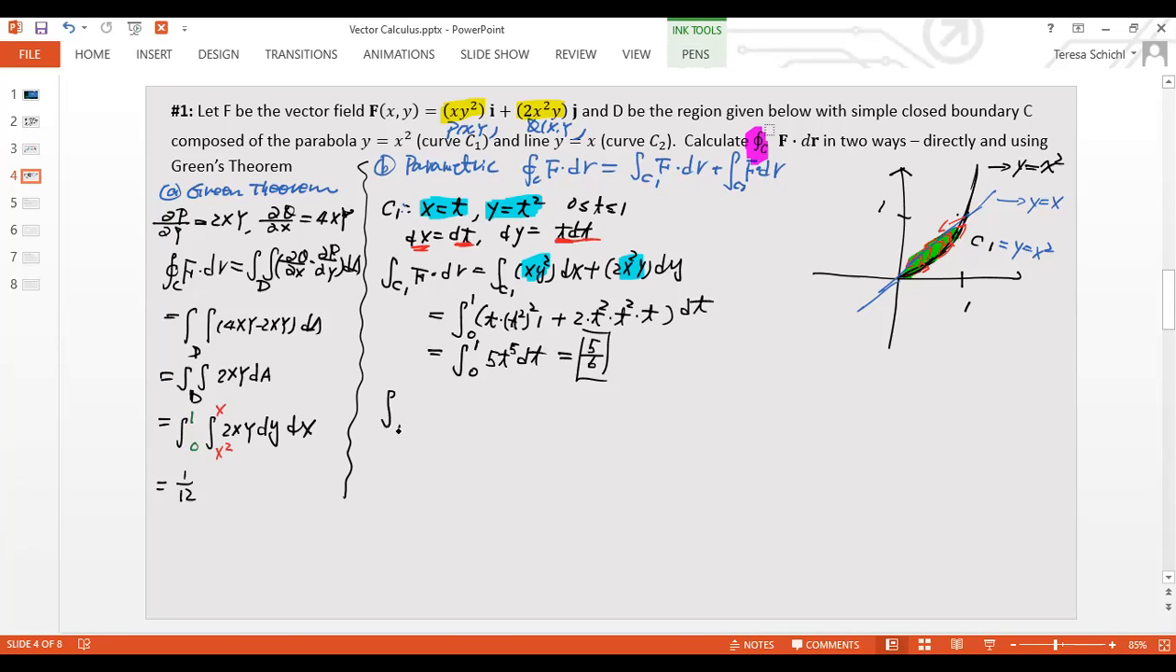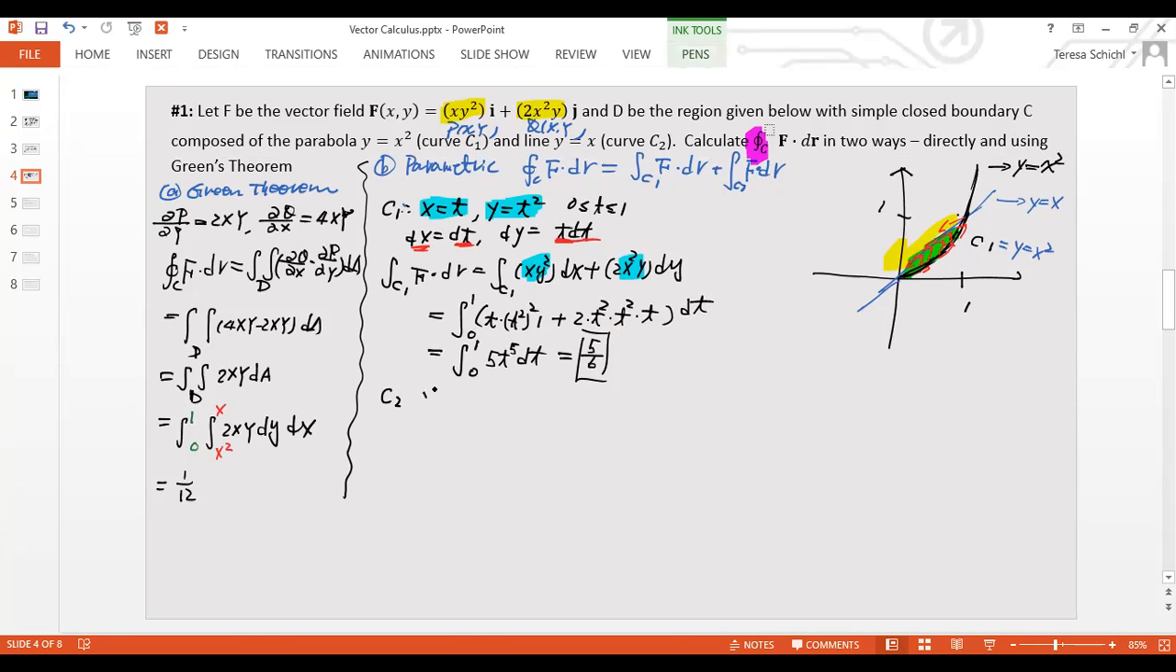Okay, so now we have the C2 path here. Let's parametrize it the same way. This one is a line y equal to x. Initially, you will say I can let x equal to t, y equal to t also. But look at the orientation: you are going from 1, 1 to 0, 0.